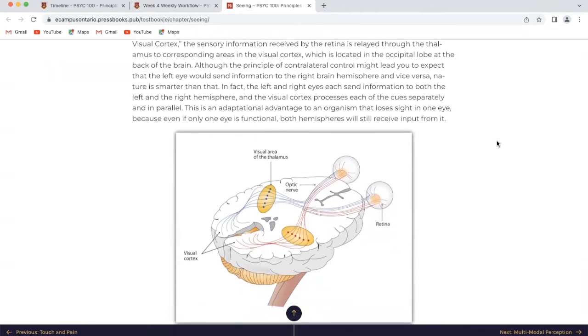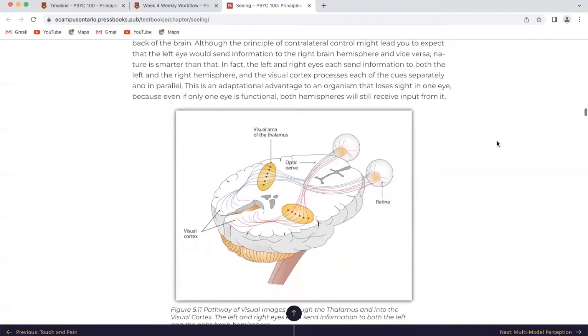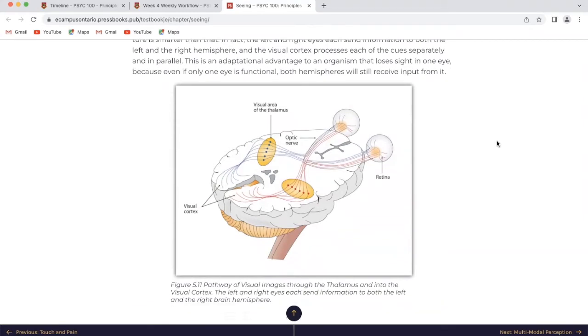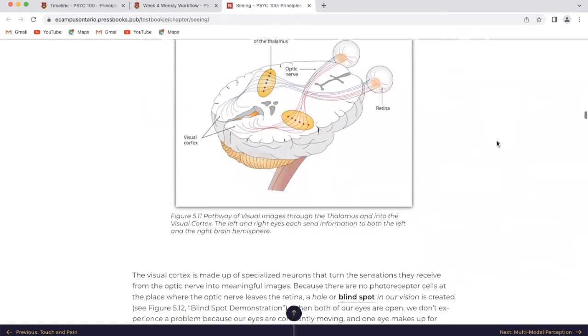Although the principle of contralateral control might lead you to expect that the left eye would send information to the right brain hemisphere and vice versa, nature is smarter than that. In fact, the left and right eyes each send information to both the left and the right hemisphere, and the visual cortex processes each of the cues separately and in parallel. This is an adaptational advantage to an organism that loses sight in one eye, because even if only one eye is functional, both hemispheres will still receive input from it.